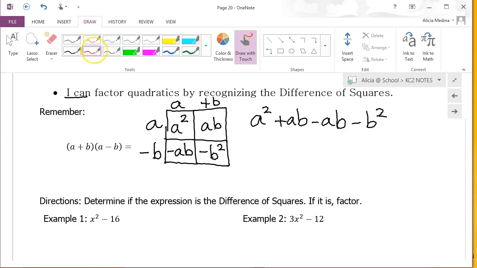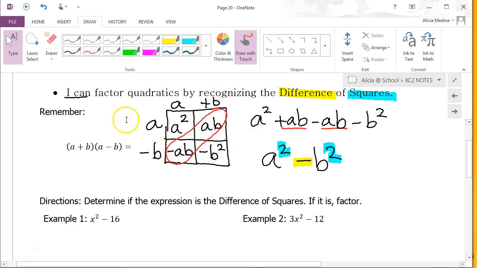We notice then that that diagonal, those two terms in the center, end up being like terms that actually become a zero, right? So ab minus ab is a zero. So what I'm left with then is a squared minus b squared. And this is the format that I need all of these examples to be in. Because difference means I'm going to be subtracting. Squares means each of these numbers has an exponent of 2 or is a perfect square when I'm looking at the number value.